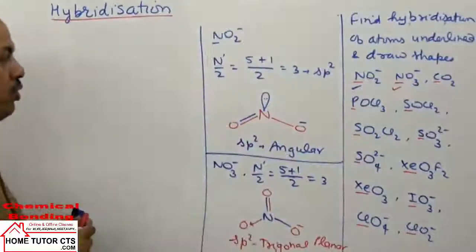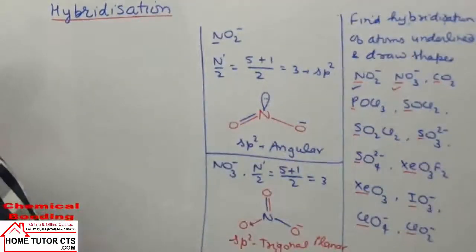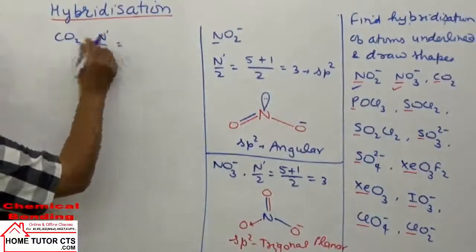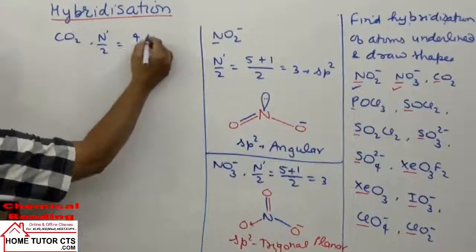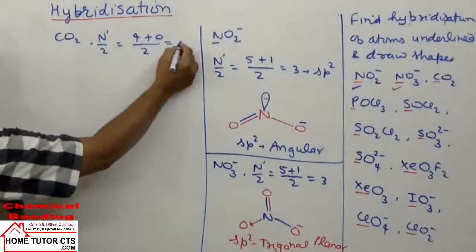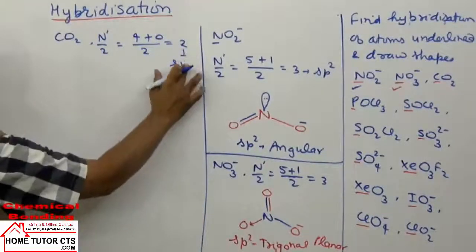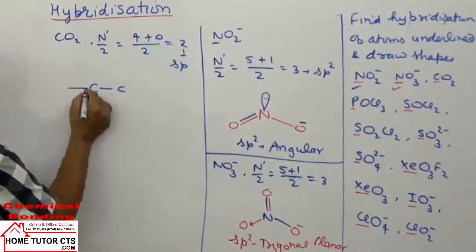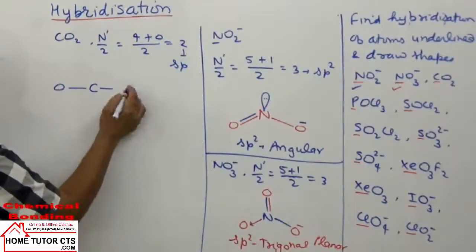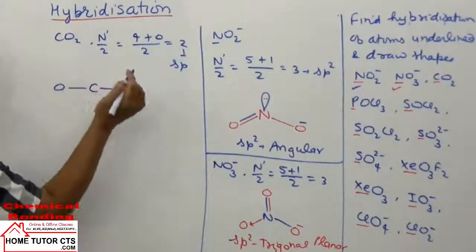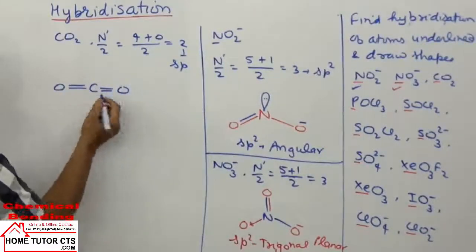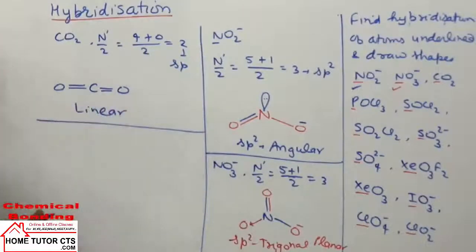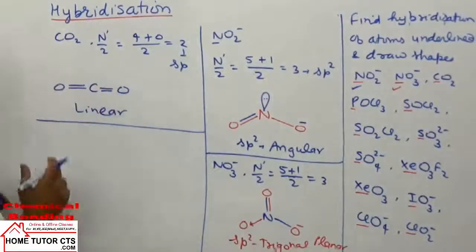Now the CO2 molecule. Find the value of N dash by 2. Carbon, the central atom, has 4, and the other atoms are monovalent, so we get 2. 2 means hybridization sp, and sp hybridization means linear shape. Carbon has no negative charge, so both oxygens should have double bonds. For the CO2 molecule, the geometry is linear and the hybridization is sp.